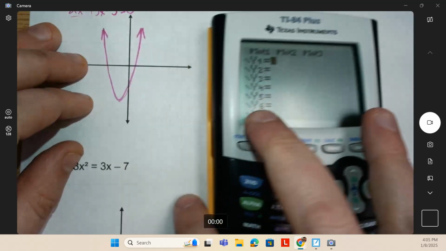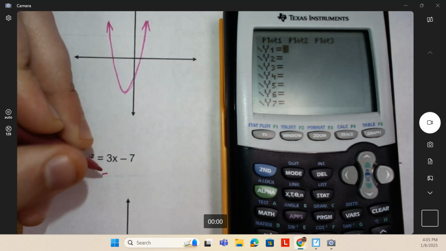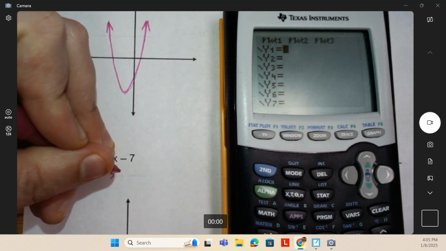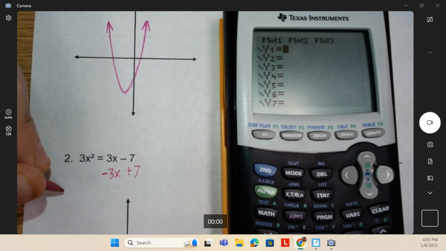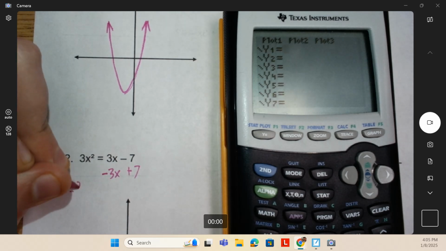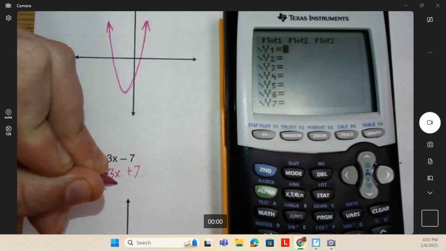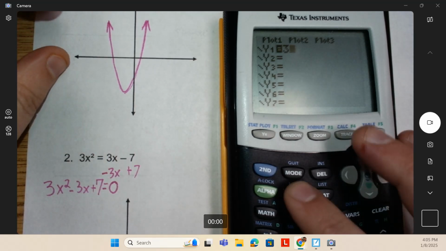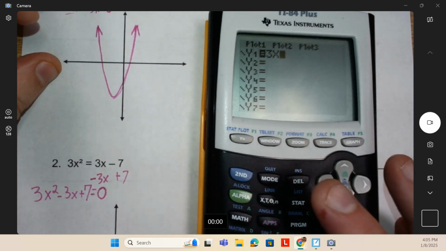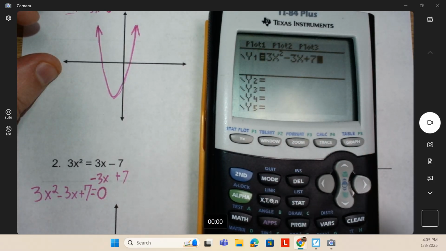Okay, and I'll show you the same thing if I were to just put it as my y equals all on one side. If I subtract this whole thing, so minus 3x plus 7 cancels all that out and moves it to the other side, get 3x squared minus 3x plus 7, and then there's nothing left on that other side, so it's equal to 0.